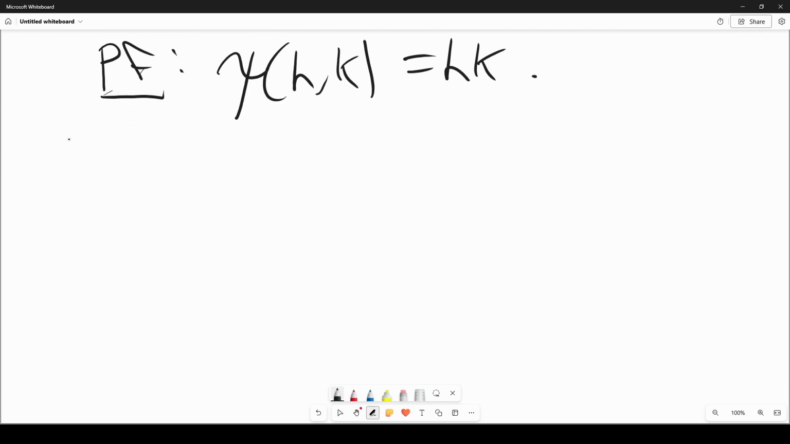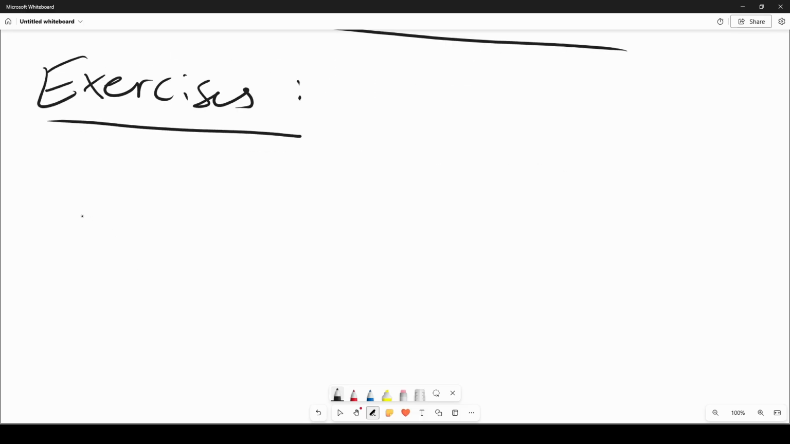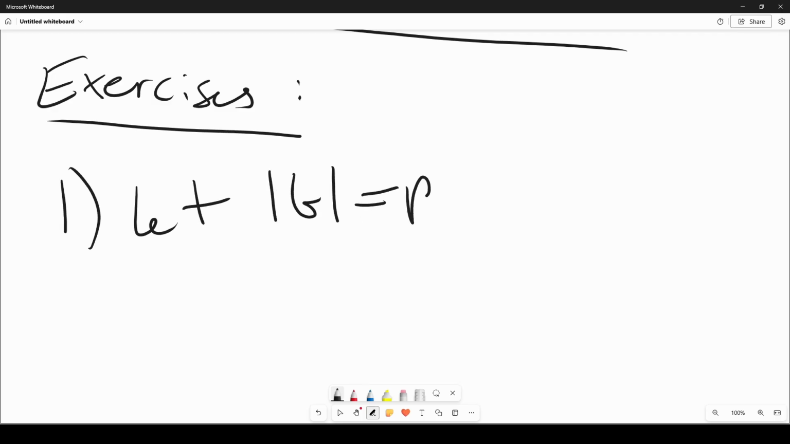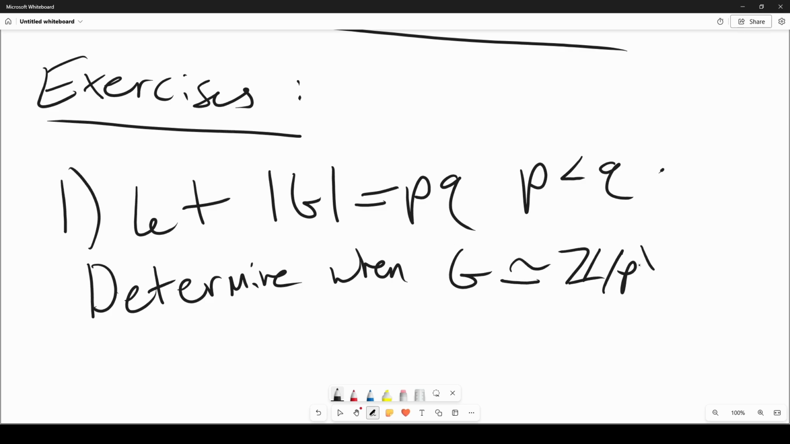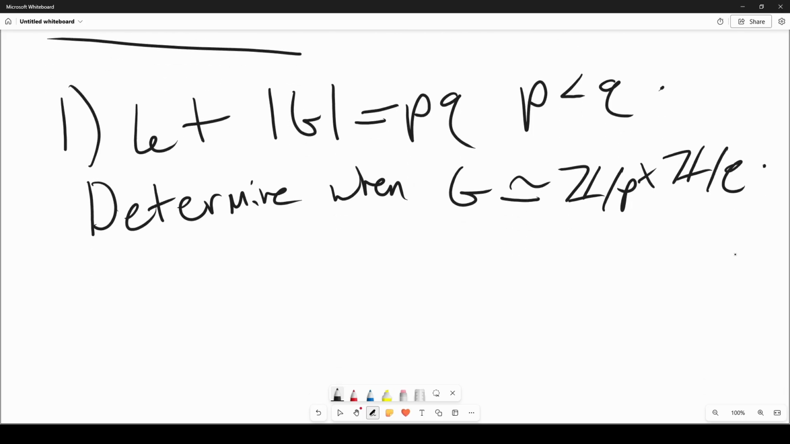Okay, so let's end off with some exercises. For the first exercise, I want you to let the order of a group G equal p times q, where p and q are primes and p is less than q. I want you to determine when G is isomorphic to Z mod p cross Z mod q. And you might have to use the Sylow theorems.